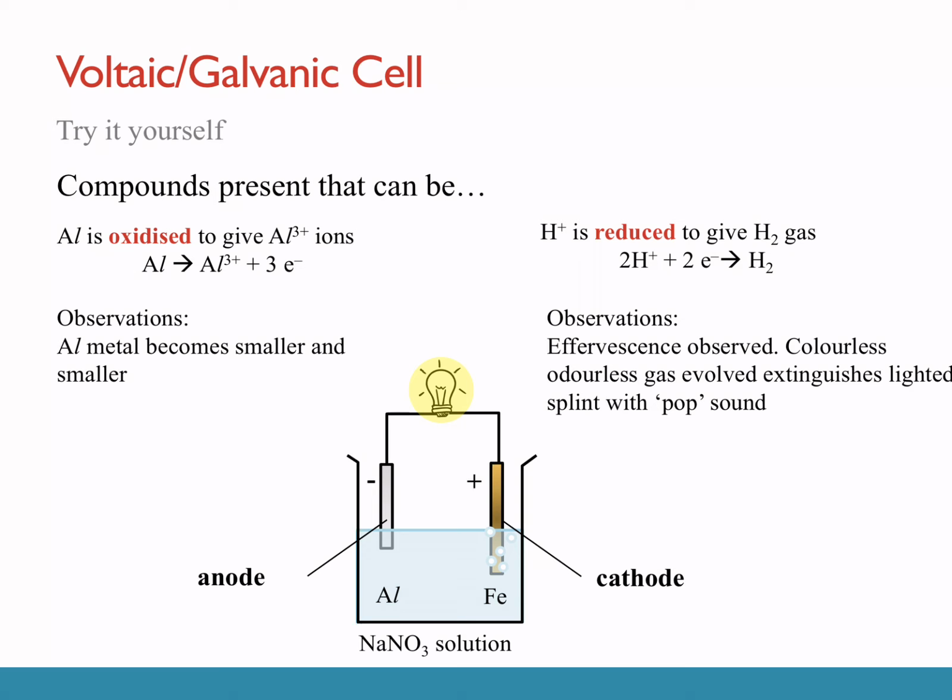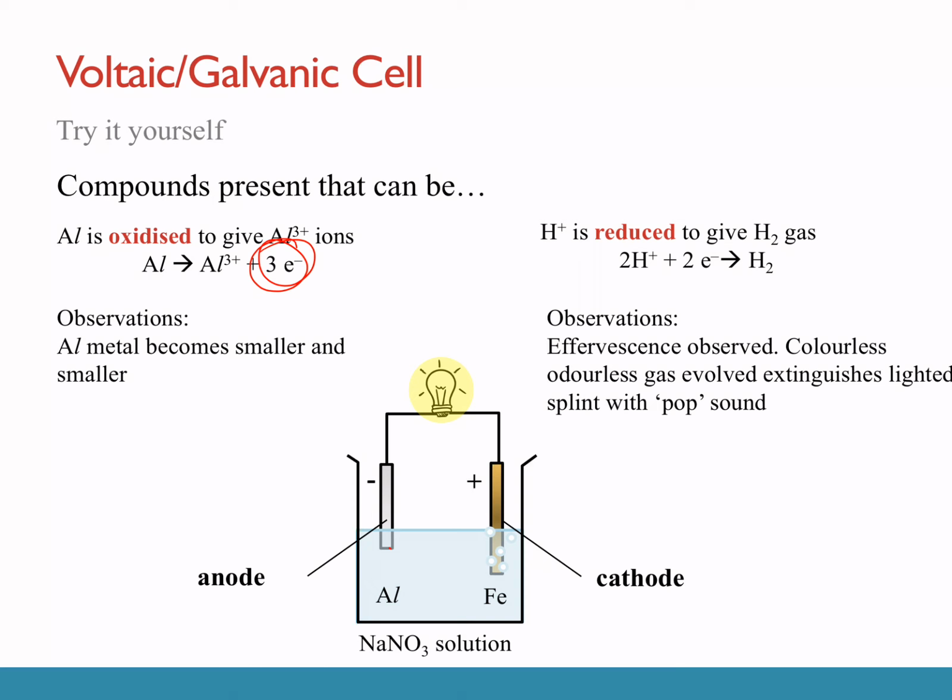So, what are the observations? The aluminium metal should become smaller and smaller. Over at the other end of iron, we can see that effervescence is observed. Colourless, odourless gas evolves, extinguishes a lighted splint with a pop sound. So, we have which side is positive and which side is negative. Sadly, I've drawn it for you. Aluminium here is negative. Why is that so?